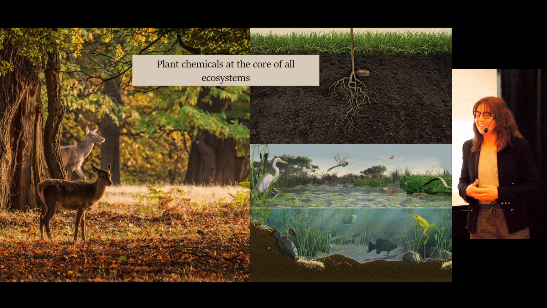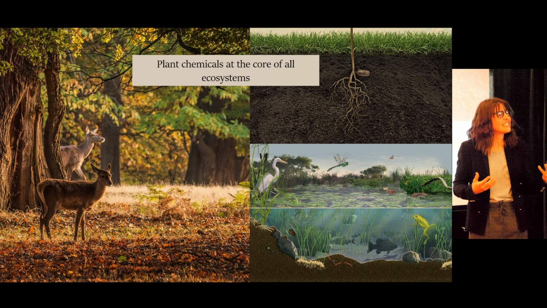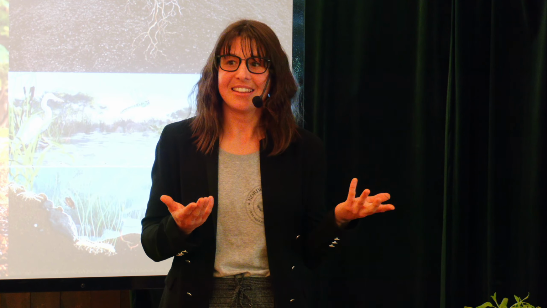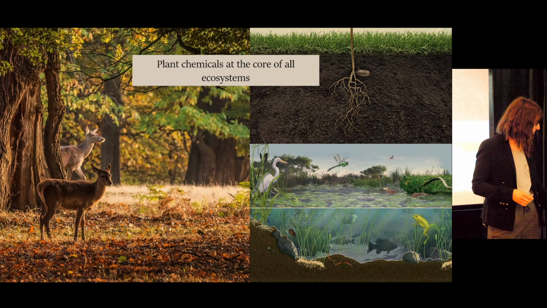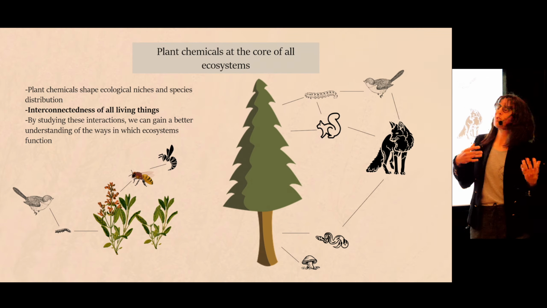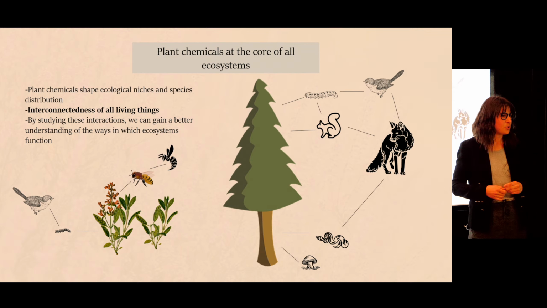When I see all these interactions that plants are having with these organisms, I truly believe that plant chemicals are at the core of all ecosystems. Terrestrial ecosystems above ground, but also below ground, as we saw with mycorrhizae, and also aquatic ecosystems, because algae can also secrete chemicals to interact with organisms. And I say this also because plant chemicals for me shape ecological niches and also species distribution.